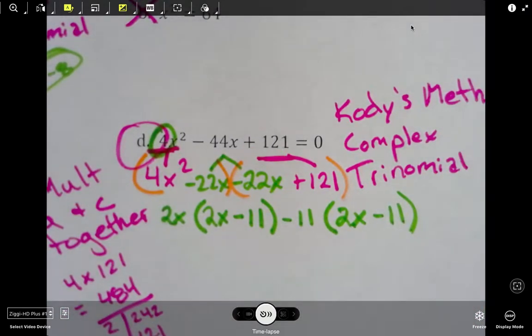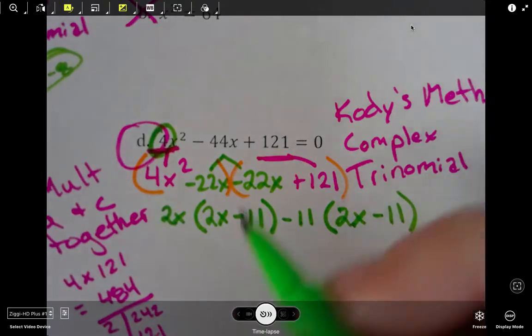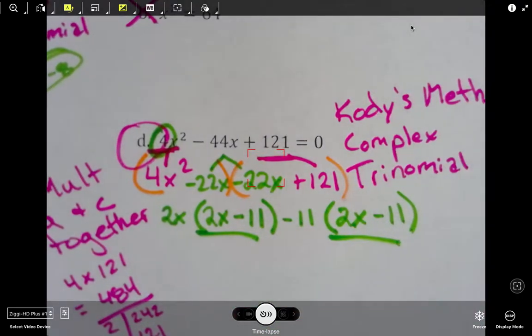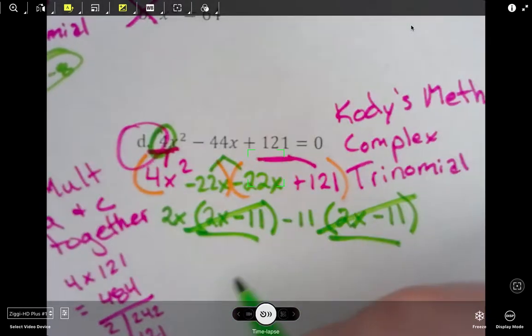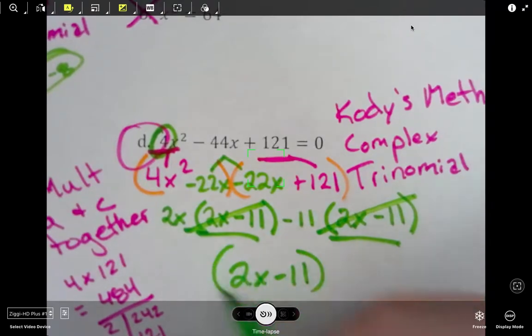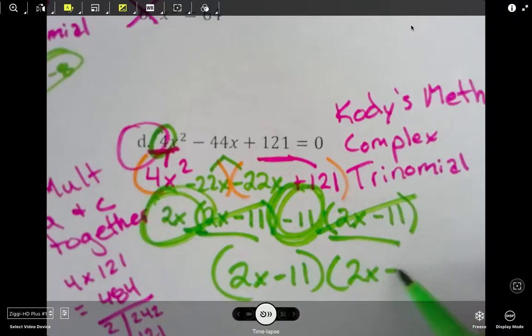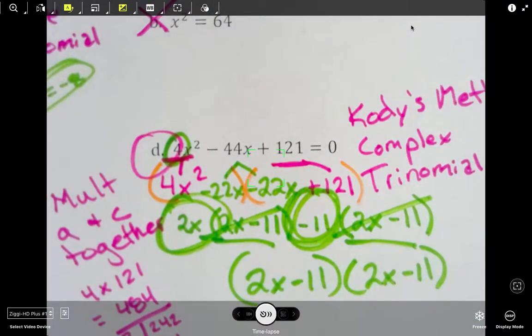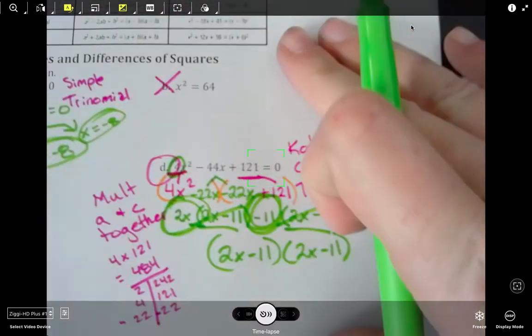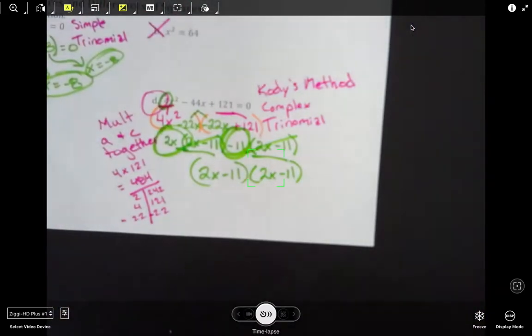Elena says, I know that I'm doing it right because this guy and this guy end up being the same thing, right? If I pull those out, 2x minus 11, what's left over? 2x minus 11. Now, it won't always be that that's both 2x minus 11. We're going to do one here in a second that's not. Okay? So that's like 2x minus 11 squared.